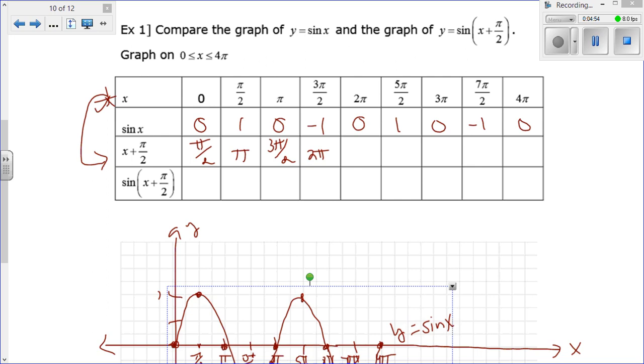Hopefully you can see what's happening: all my x values are shifting to the left one space. So this becomes 5 pi over 2, 3 pi, 7 pi over 2, and then 8 pi over 2 is 4 pi, and then 9 pi over 2.